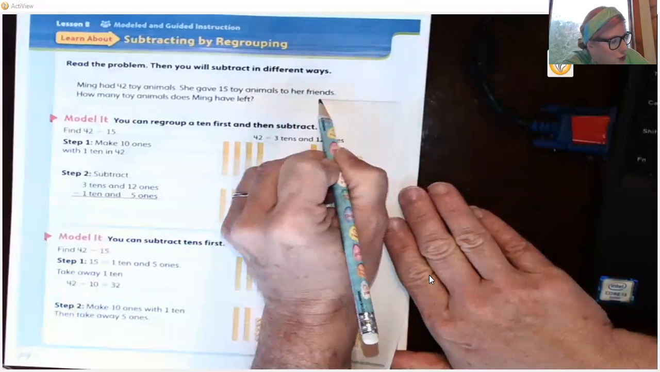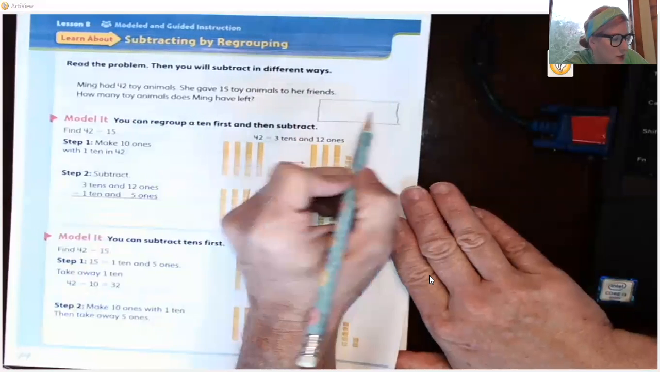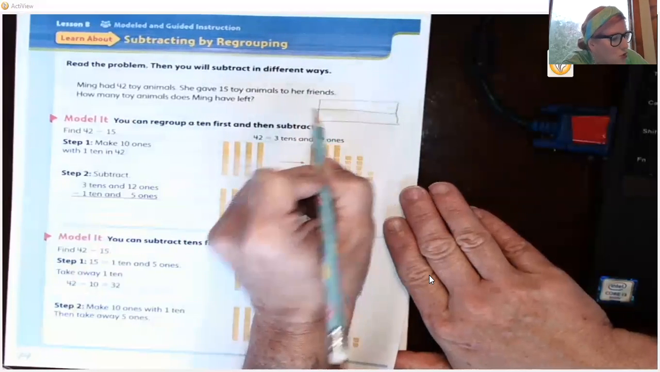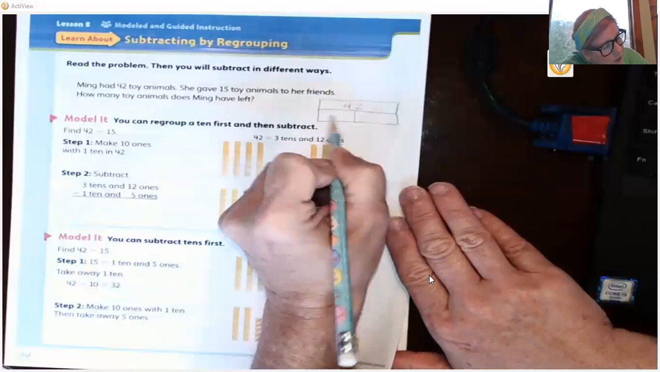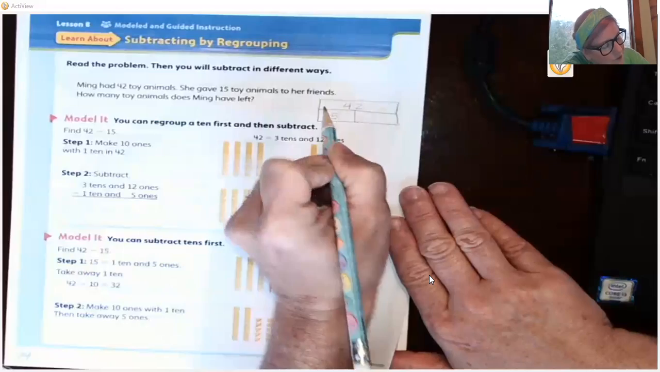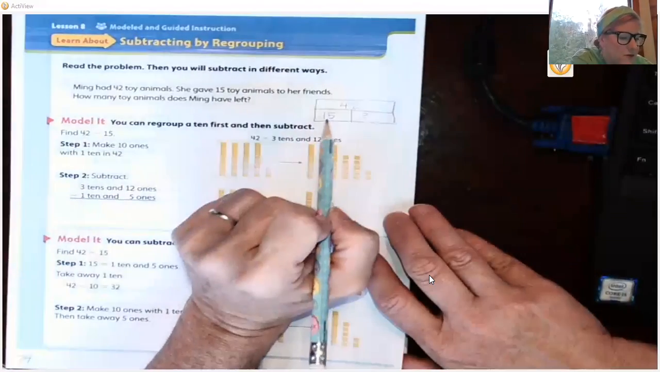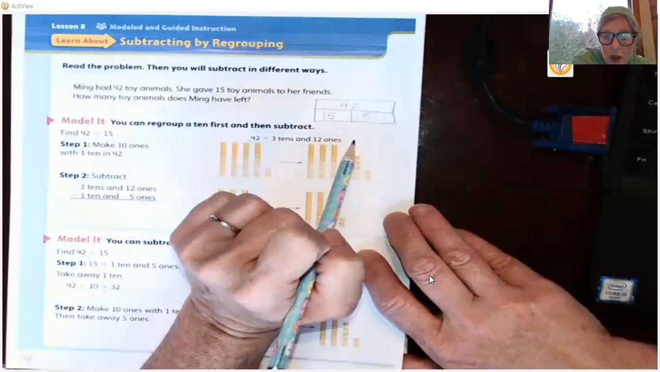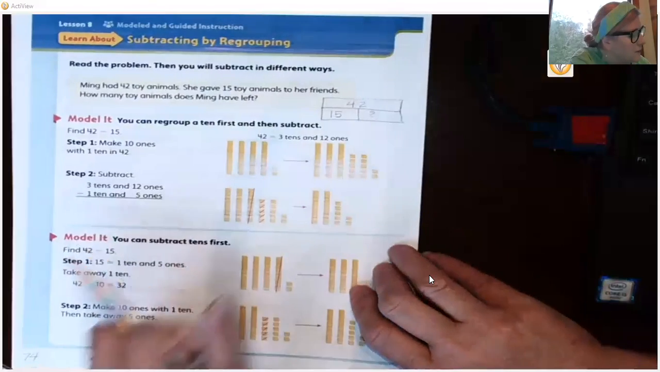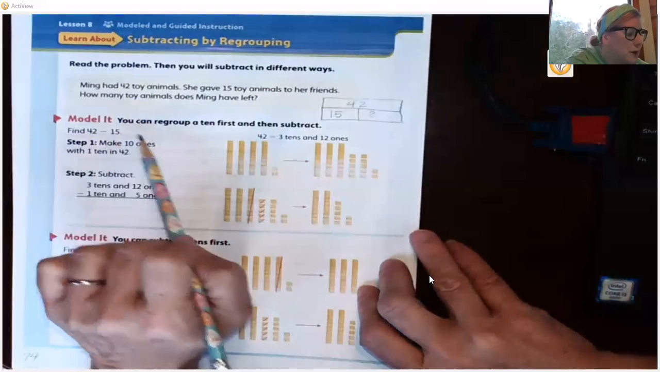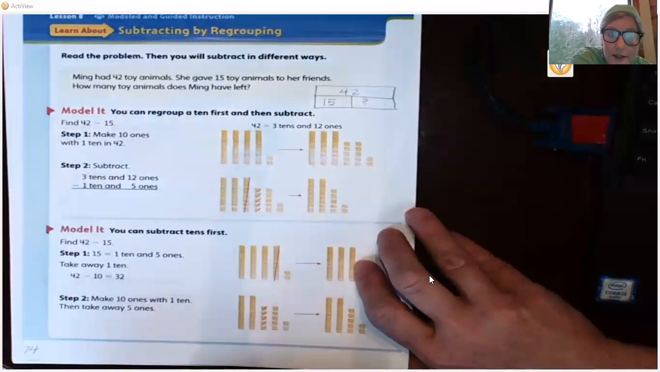So as usual, I like to make this part whole box to visualize what's going on. So Ming has her 42 animals. She gave away 15. We're looking for the other part. So this also sets up that fact family that we've learned about and how they all relate as families do together. So model it. You can regroup a 10 first and then subtract.